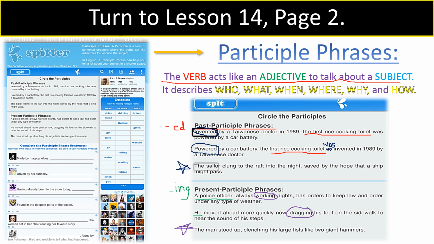Moving to the next page. Just clicking through the answers. Oh, there you go, guys. Lucky you, you actually get to check your answers. So this one we had saved, and this one we have clenching. It's the ed, past participle, and the ing, present participle.